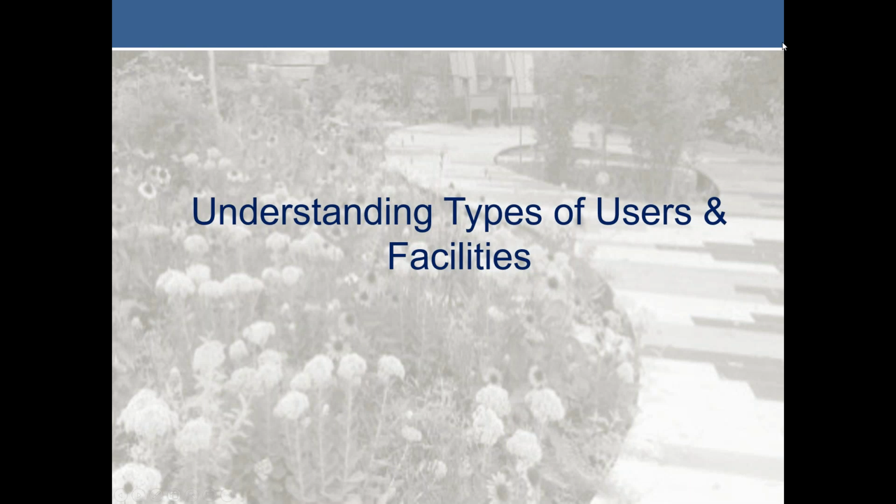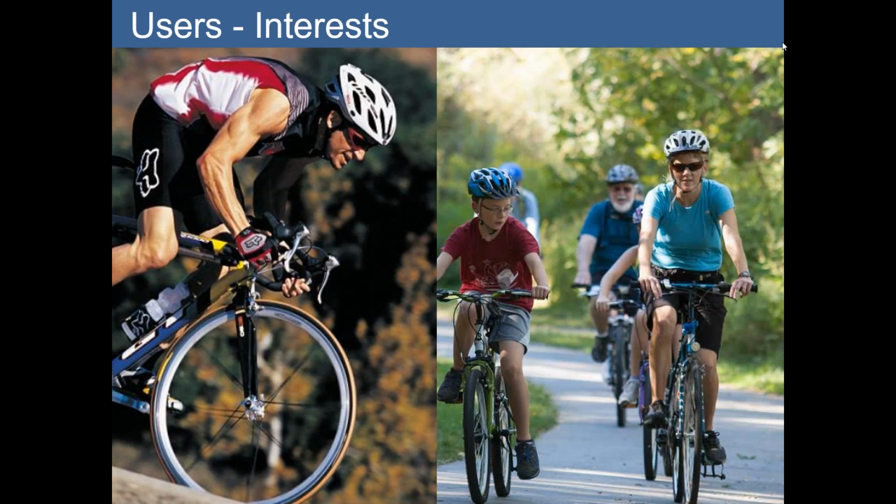So first, it's important to understand who you're planning and designing for. Users can come in a variety of needs, interests, and it's really critical to know who you are trying to serve. Users can range from bicyclists who are looking to get from point A to point B as fast as possible, while others are looking to ride for a family ride side by side, or just an enjoyable experience through an environmental area.